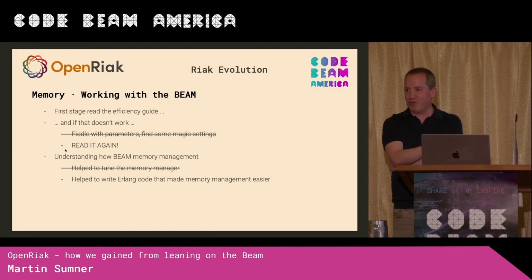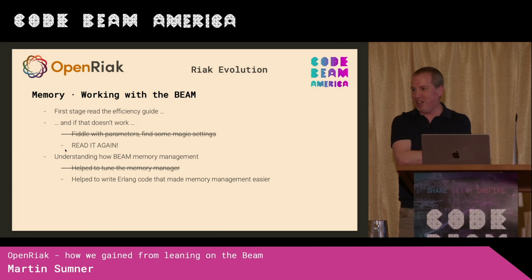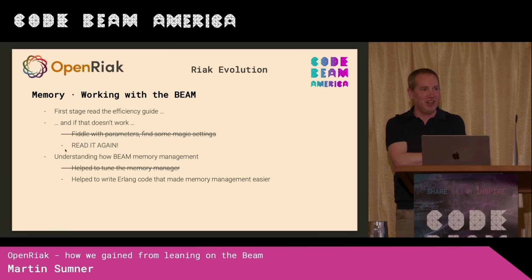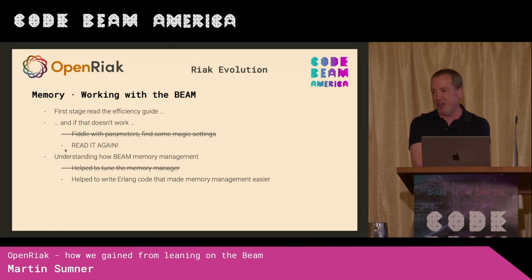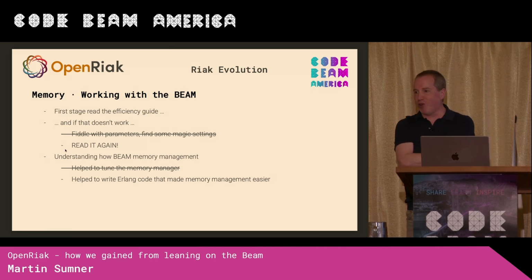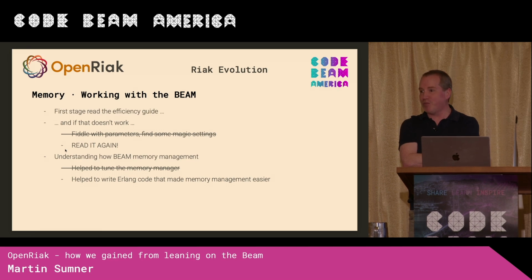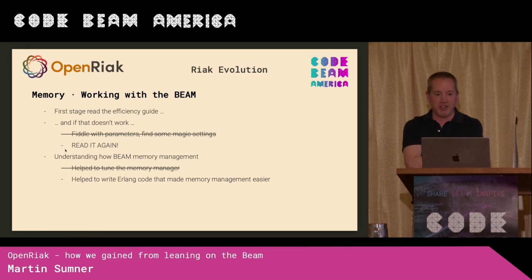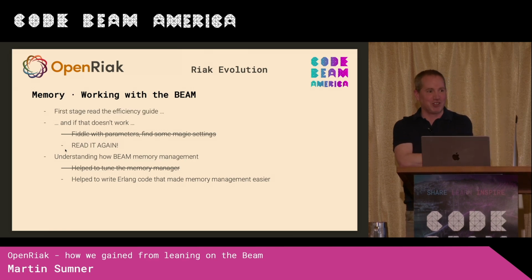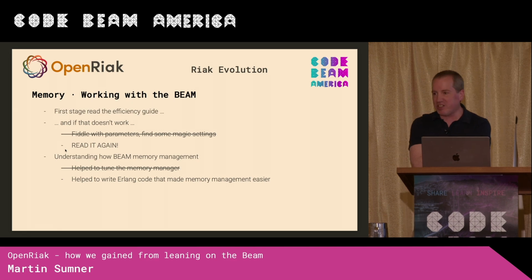So we ran lots of these 48-hour volume tests with lots of different magical settings to try and find the right combination. And in reality, that was the wrong thing to do. We found very few improvements that way and wasted a lot of time. Really what we should have done was read the efficiency guide again. And thought about it some more. And the reality is that's what we did do.